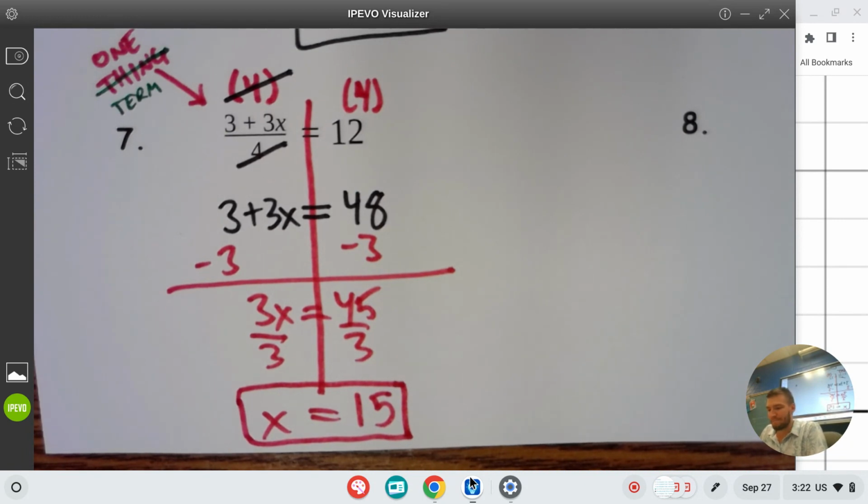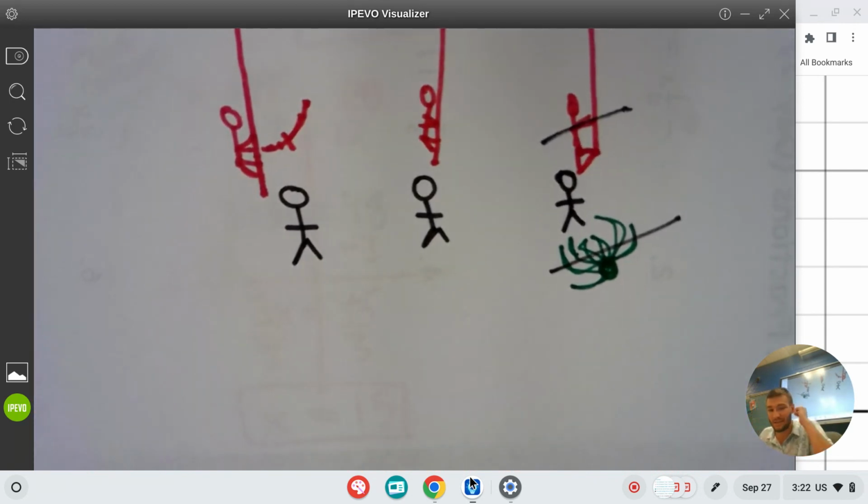All right. Solve an equation with fractions: multiply by the bottom number. Mr. Collier went a little crazy, right? We had ninjas versus aliens. I don't know what I was thinking.